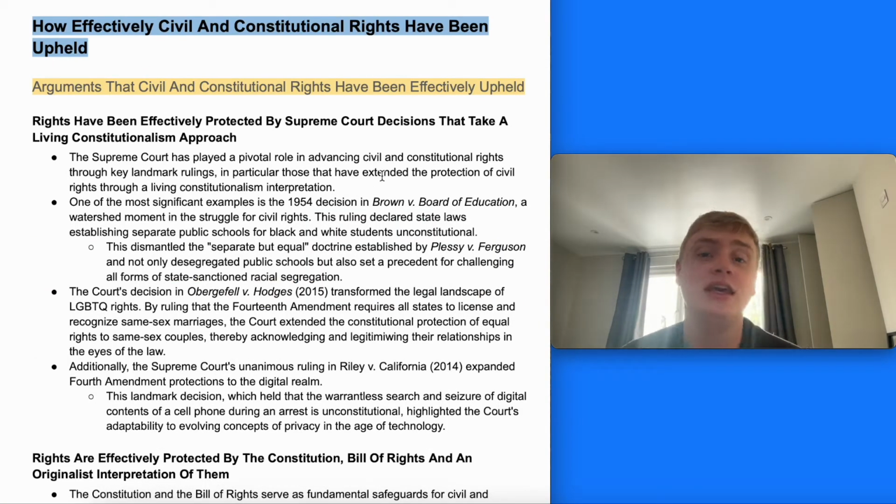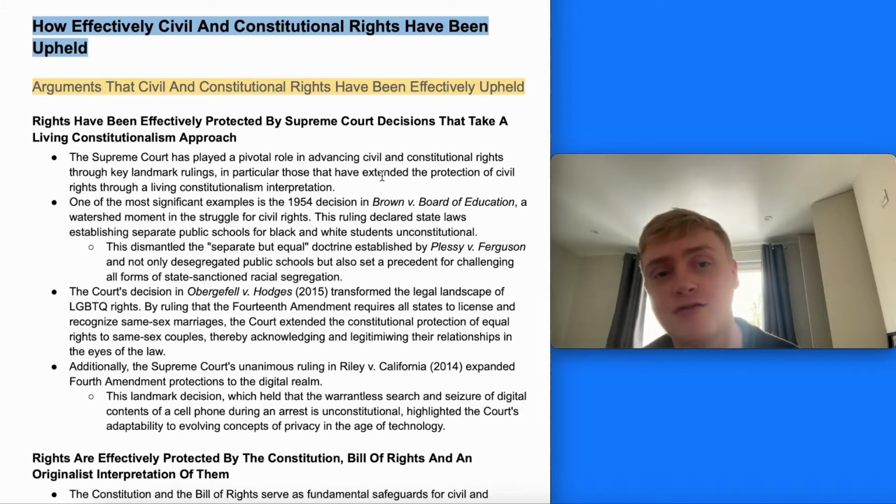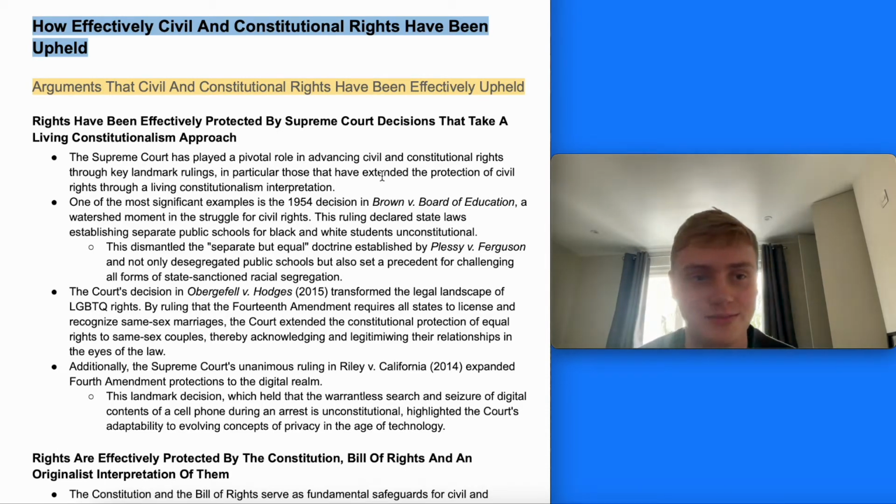Okay, so there were some key debates in relation to the Supreme Court specifically. What we're going to look at now is moving on to civil rights and how effectively civil and constitutional rights have been upheld. First, we're going to look at some arguments civil and constitutional rights have been upheld in the US. Firstly, looking at how rights have been effectively protected by Supreme Court decisions that take a living constitutionalism approach.